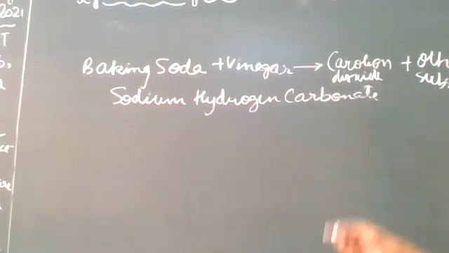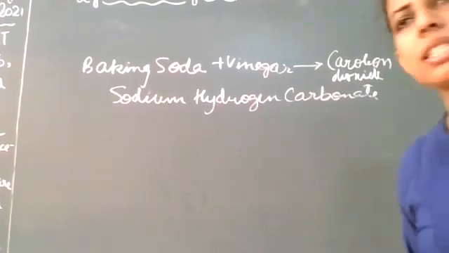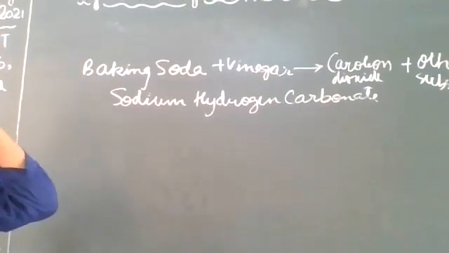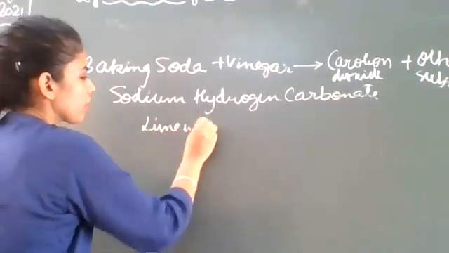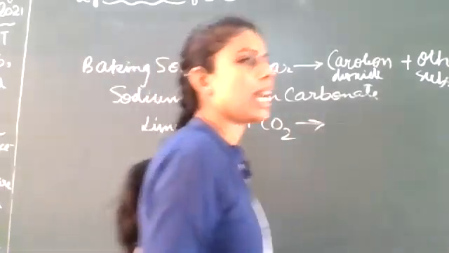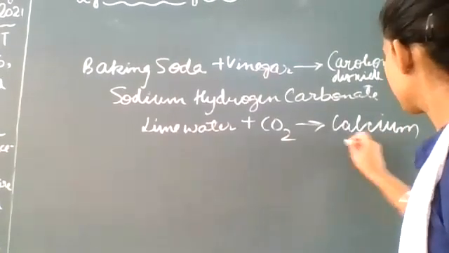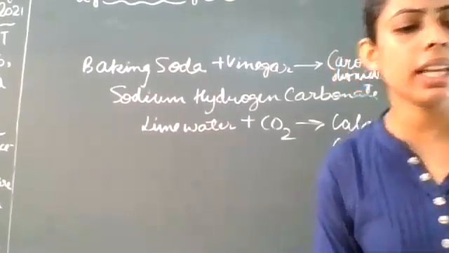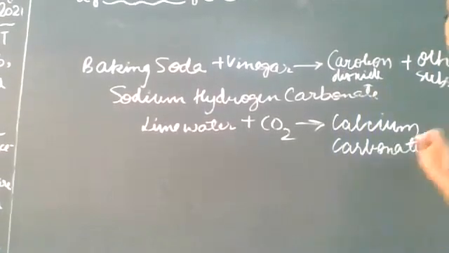Here, when this carbon dioxide gas is passed through lime water, what will happen? Yes, it will turn milky. And what is the name of that substance that is formed? Calcium carbonate. When the lime water reacts with carbon dioxide, it forms calcium carbonate. Clear? And it will result in the milkiness. Clear? And water is also released.